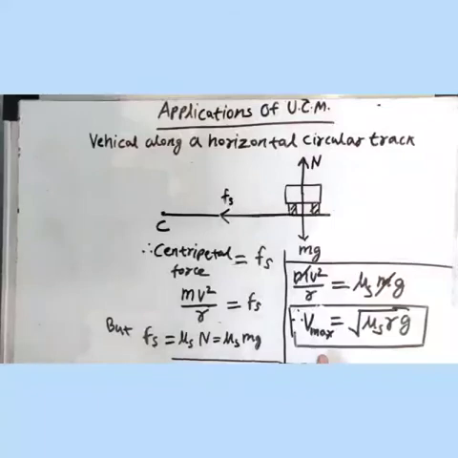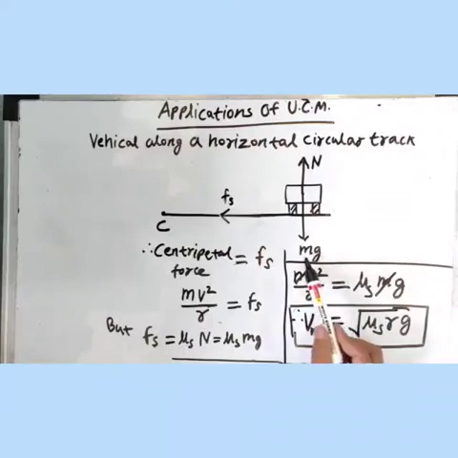In this equation, you can see that the maximum safety speed of a vehicle along curved horizontal road depends on, number one, the coefficient of static friction between road and the tire, small r, which is radius of the curved road, small g, that is acceleration due to gravity. In this equation, we can see that the term m, that is mass of the vehicle, is not present. It means this equation is independent of mass of the vehicle. It means this equation is applicable for all types of vehicle irrespective of its mass.